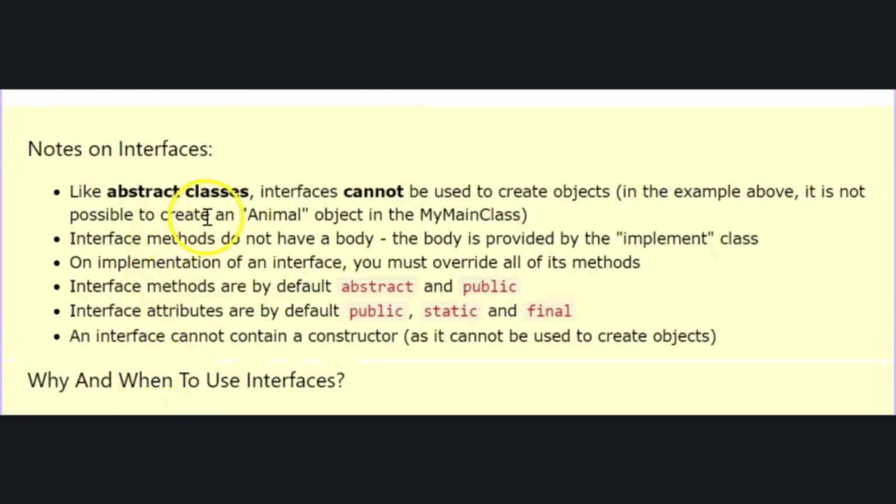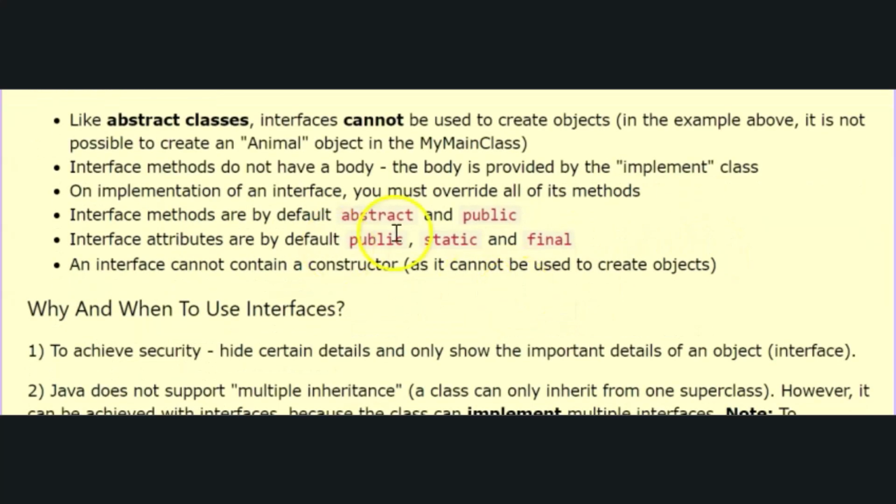Like on interfaces, basically an interface cannot be used to create objects. Interface methods do not have a body. That is very much important. The body is provided by the implementing class. On implementation of an interface, you must override all of its methods. This is the most important thing. Interface methods are by default abstract and public.